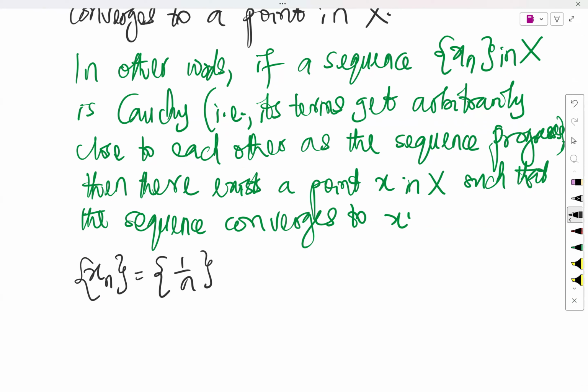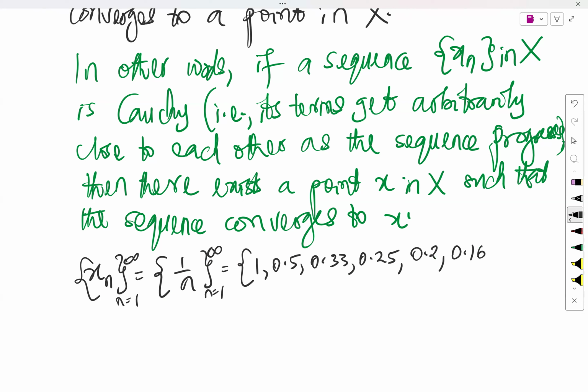The idea of a Cauchy sequence is that as the terms progress, the values get really close. Now look at this. If you have the sequence 1/n, from n equals 1 to infinity, then starting from 1, that's 1/1, you have 1. Then 1/2, that's 0.5. 1/3, that's 0.33. 1/4, you have 0.25. 1/5, 0.2. Then 1/6, 0.16.